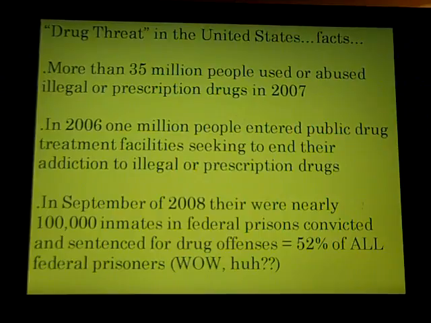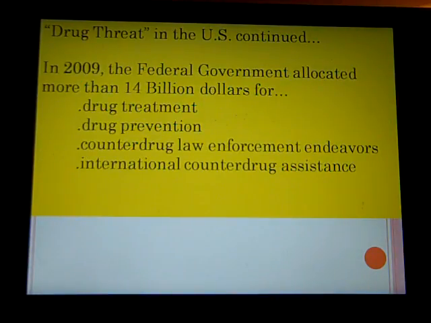So we're spending a lot of our nation's time and resources and energies on drug abuse and addiction. We're also spending a lot of taxpayer dollars on the arrest, prosecution, and incarceration and subsequent treatment, in some cases, of drug offenders. So this has multiple layers of impact on our criminal justice system. In 2009, the federal government allocated more than $14 billion for drug treatment, drug prevention, counter-drug law enforcement efforts, and also international counter-drug assistance. So this is a really big issue that's not going away anytime soon. Again, with significant impact on the criminal justice system.